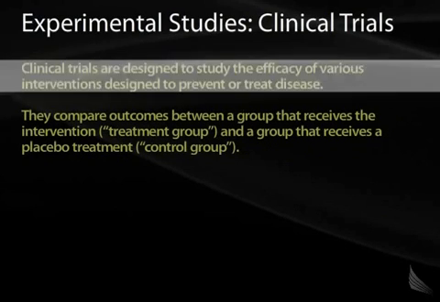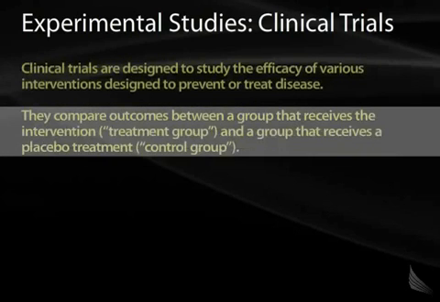Clinical trials. Clinical trials are designed to study the efficacy of various interventions designed to prevent or treat disease. Here we're talking about something very different than the cohort or case control studies that were described earlier. In the cohort or case control studies, there is not an independent manipulation of one of the variables. We are simply observing the risk factors and what their impact is on a particular disease process. In a clinical trial, we manipulate the variables in order to see how they affect disease outcome. And we compare outcomes between a group that receives an intervention, the so-called treatment group, and a group that receives a placebo treatment, the so-called control group.